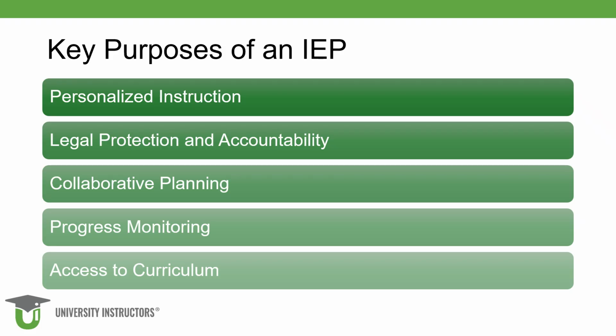Collaborative planning brings together educators, specialists, parents, and sometimes the student to create a shared vision and strategy for educational success. Progress monitoring: the IEP sets measurable goals and includes methods for tracking the student's progress, ensuring ongoing evaluation and adjustments as needed. And access to curriculum ensures that students with disabilities have equitable access to the general education curriculum with supports that allow meaningful participation.